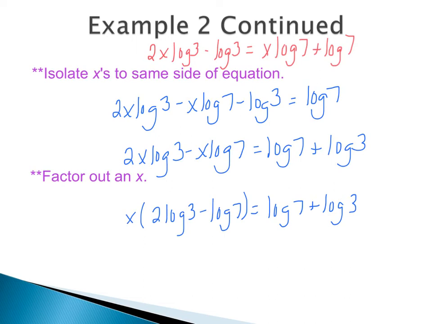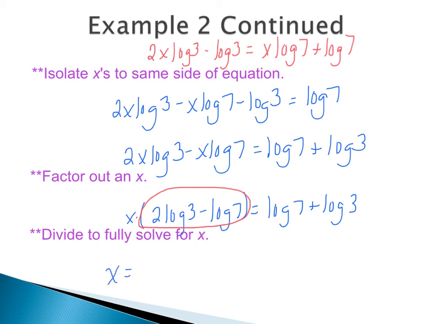Our last step now is to divide both sides by this inside, because 2 log 3 minus log 7 is a number. Again, you can type that into your calculator and see what the decimal equivalent is. So in order to solve for x, we have this being multiplied, and the opposite of multiplication is division. So I'm going to divide by this 2 log 3 minus log 7. That gives us an exact final answer of x equals log of 7 plus log of 3 all over that inside, 2 log 3 minus log of 7.